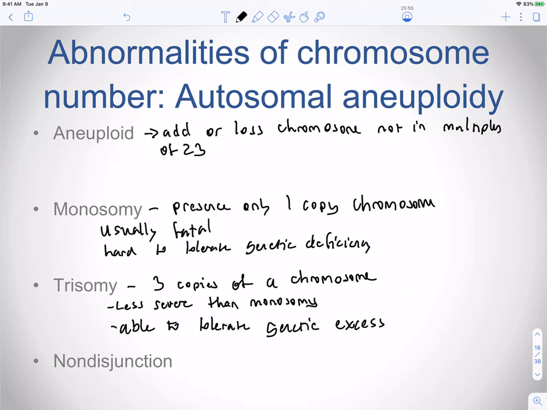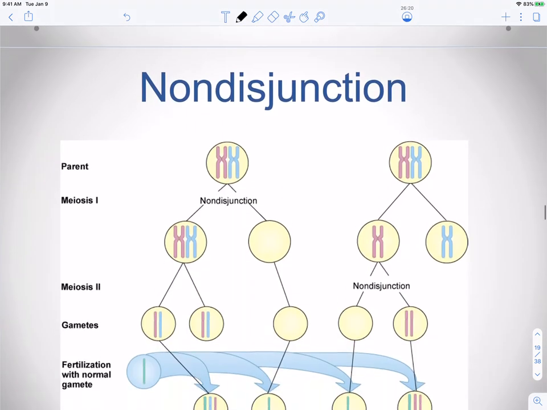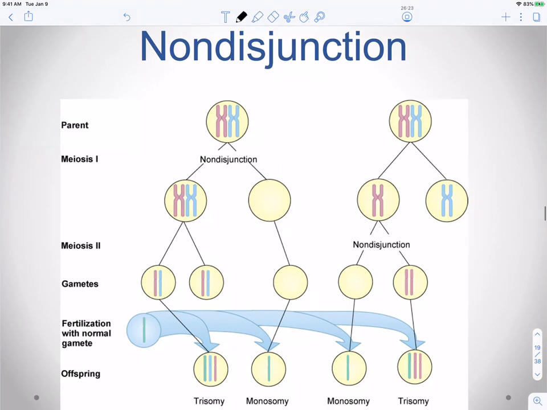Okay, now the reason for aneuploidy is often caused by non-disjunction, which of course is the failure of chromosomes to separate during meiosis. Okay, so this is just a picture or a diagram of non-disjunction.